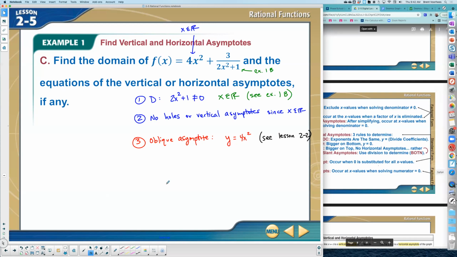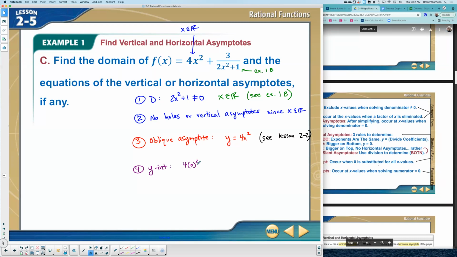All right, I'm going to skip down and now finally do the last 2 things. The 4th thing, the y-intercept. How do you find a y-intercept? Replace x with 0 all the way across the equation. So it should say y equals 4 times 0 squared plus 3 over 2 times 0 squared plus 1. I go to simplify. What is 4 times 0 squared? 0. 2 times 0 squared? 0. So I have 0 plus 3 over 1, which is equal to 3. It's going to hit the y-axis at (0, 3).